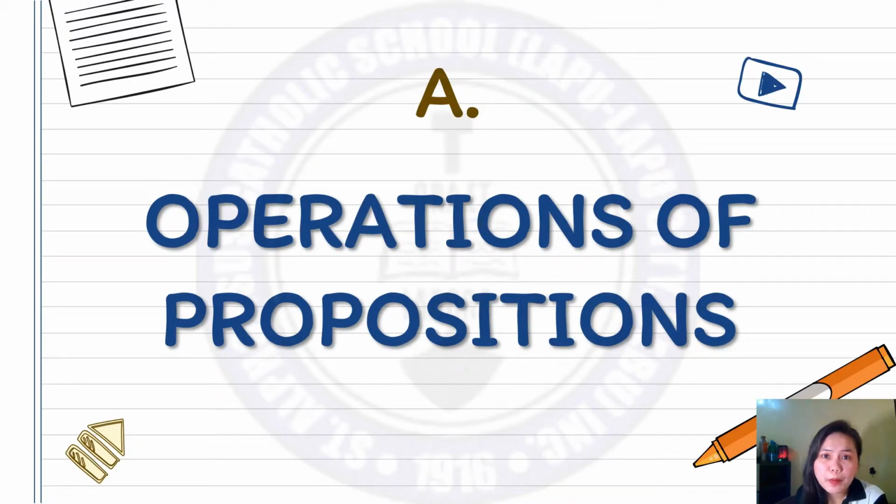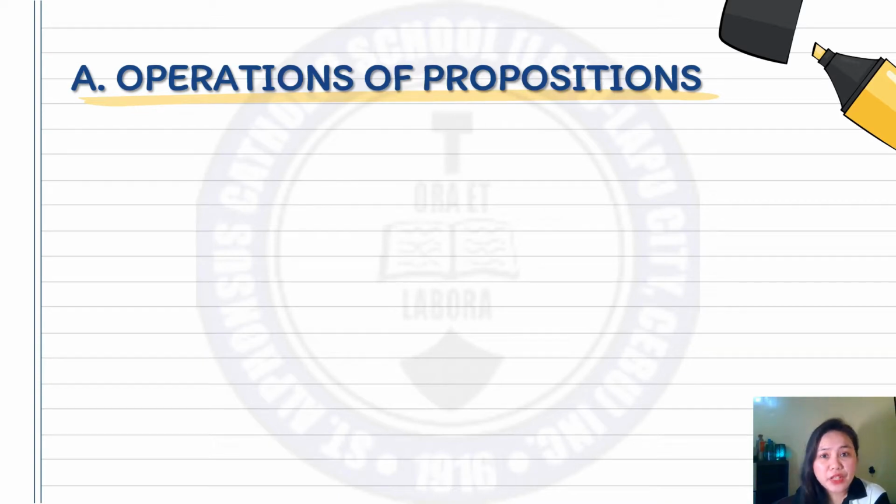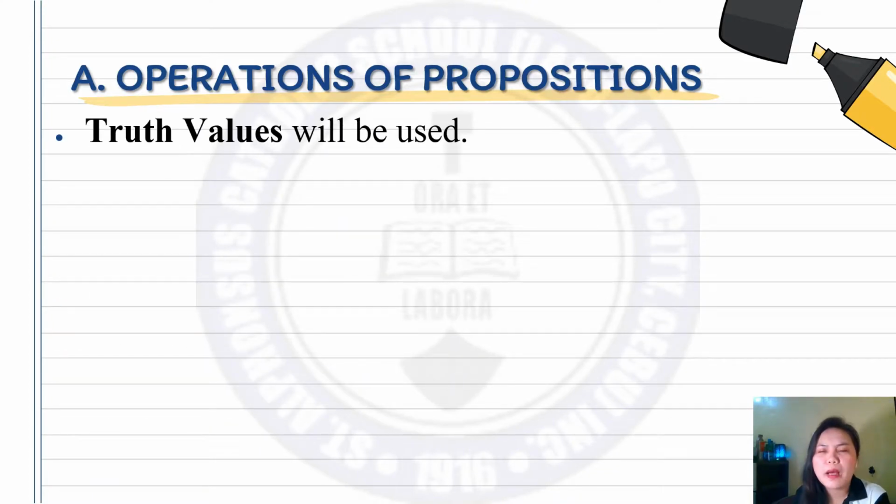Recall that a simple proposition is a statement with a truth value, whether it is true or false. Operations involving two or more propositions make use of connectives, and combining propositions using a connective will result in a new proposition. To determine whether this resulting proposition is true or false, a scheme of listing all possible truth values will be used. This scheme can be done with the help of the so-called truth table.